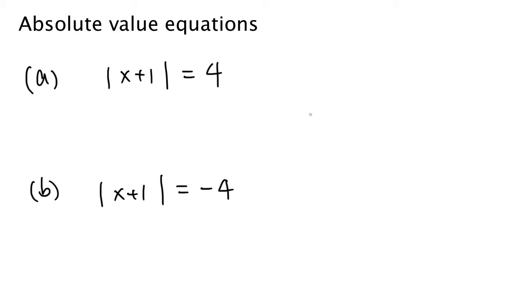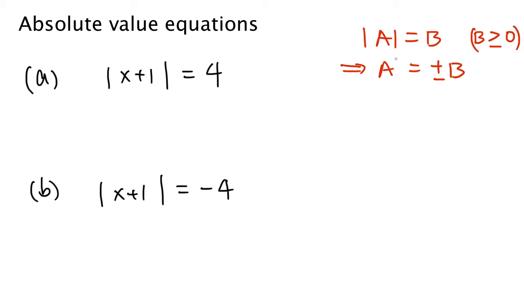Okay, in this video, I'm going to explain how to solve absolute value equations. So the basic formula is this. If we have absolute value of an expression a equals a number, say b, then a is either plus or minus b. But this formula works only if b is greater than or equal to 0, because absolute value of something is non-negative after all.